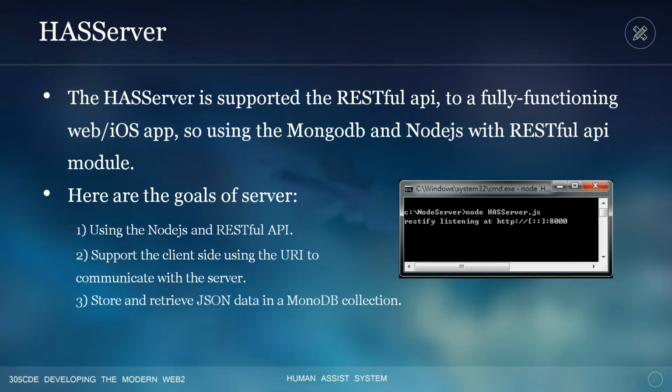The HAS server supports a RESTful API, fully functioning for REST or iOS sources, using MongoDB and Node.js with a RESTful API module. Here are the goals of the server. Using Node.js and RESTful API, it supports the client side using the URI to communicate with the server, and to store and retrieve the JSON data in a MongoDB collection.